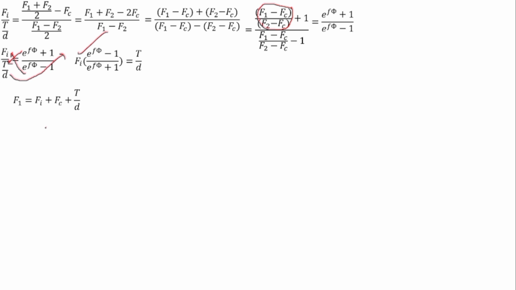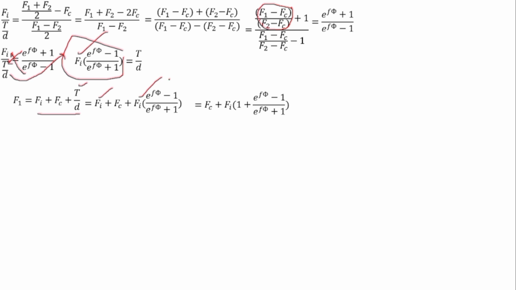As I told you, F1 is equal to this. So instead of T by D, you can put this value, and when you put this value, you are going to get this. Now take Fi common from both. So you will get 1 over here and this over here. So 1 plus this and 2f plus fc will be equal to f1.